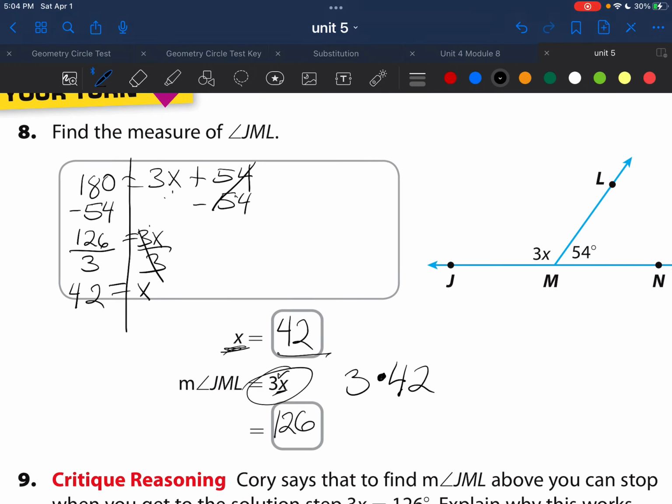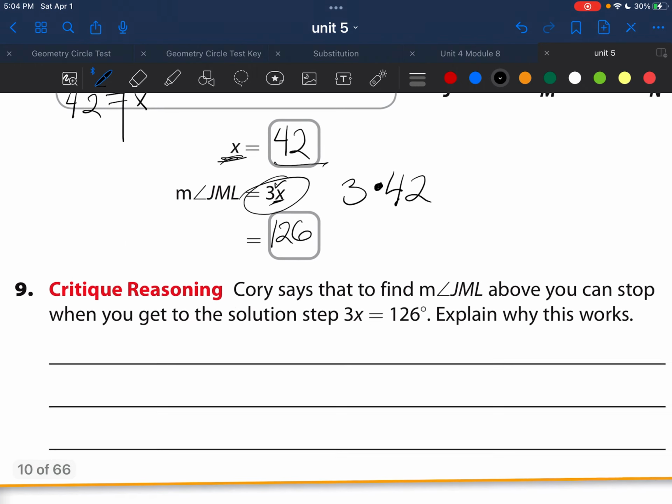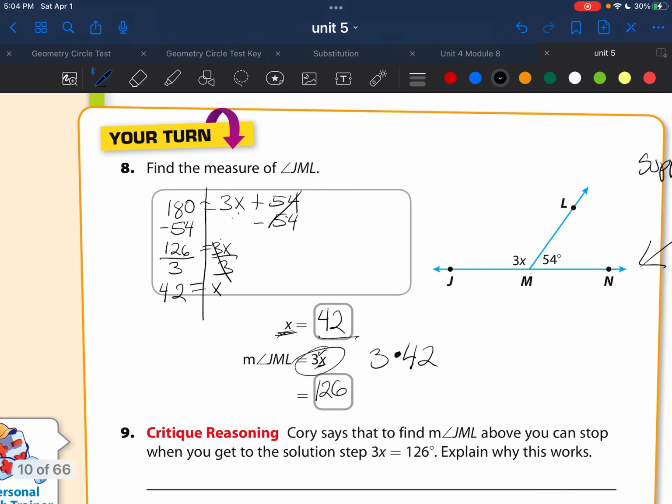So you got 126. Okay. Alrighty. Corey says that to find angle, what does he have? He says angle JML. You can stop when you get to the solution here. Is that true? Can we just stop when we get to here when we finished?